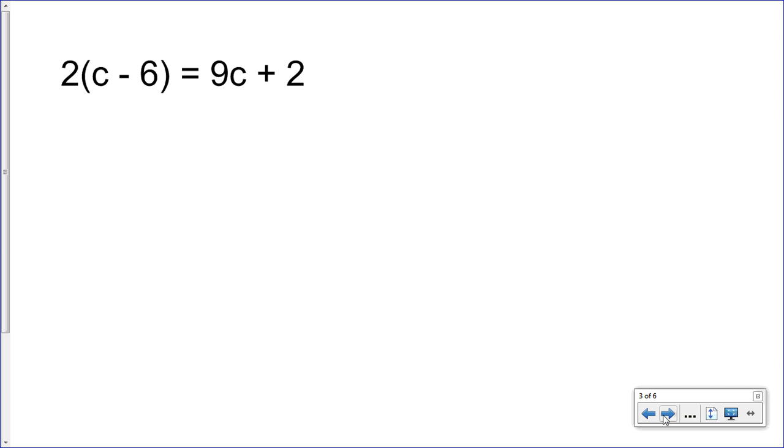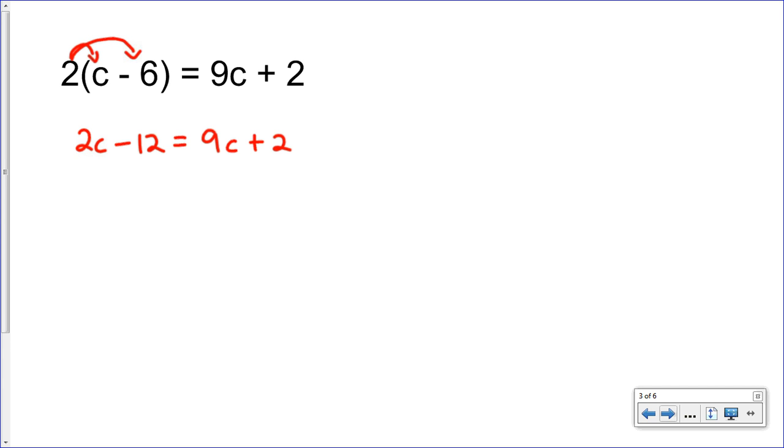Okay? Going a little bit further, so I have a little bit more to do here. I need to clear my parentheses first, so I need to distribute the 2 first. So I'm not going to do anything to the right side yet. I'm only focusing on this left side on getting rid of my parentheses. So 2 times c is 2c. 2 times negative 6 is negative 12. And I'm just bringing that right side down.